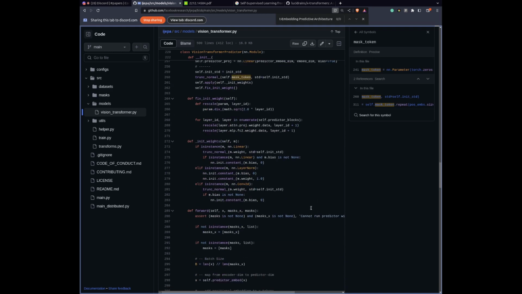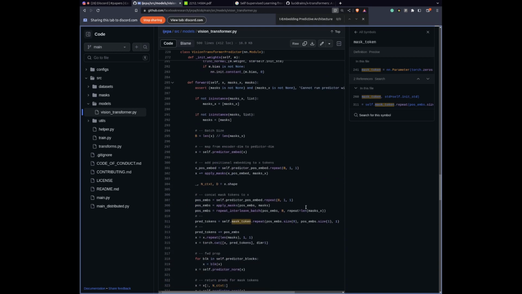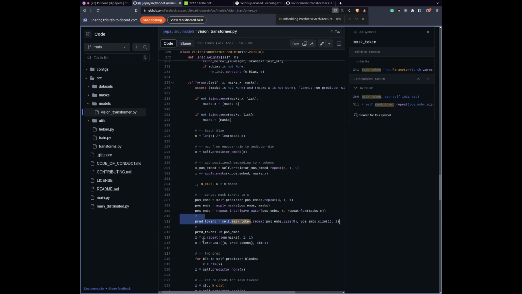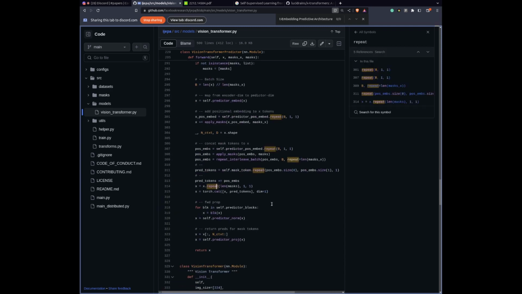Then it's a given, right? Okay, here we have the mask token. So if you see, the mask token dimension is one by the predictor embedding. As we were saying, the mask token is related to the mask, which has the same size of the embeddings of each patch. I don't know how to say it, if you have, like, 100 patches, it has the same size as the number of tokens, right?